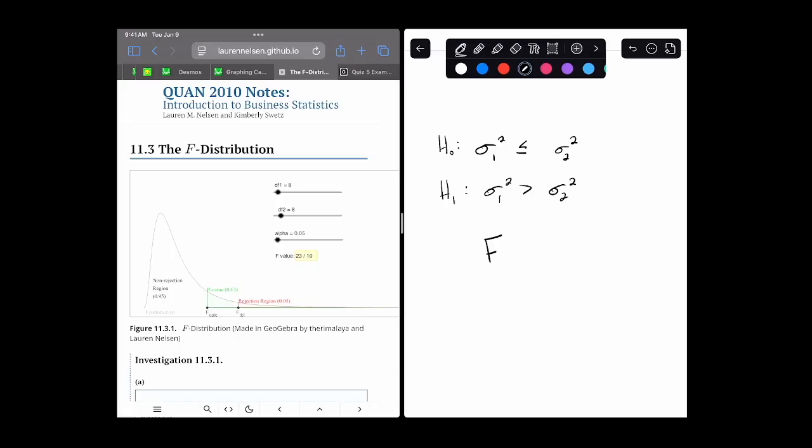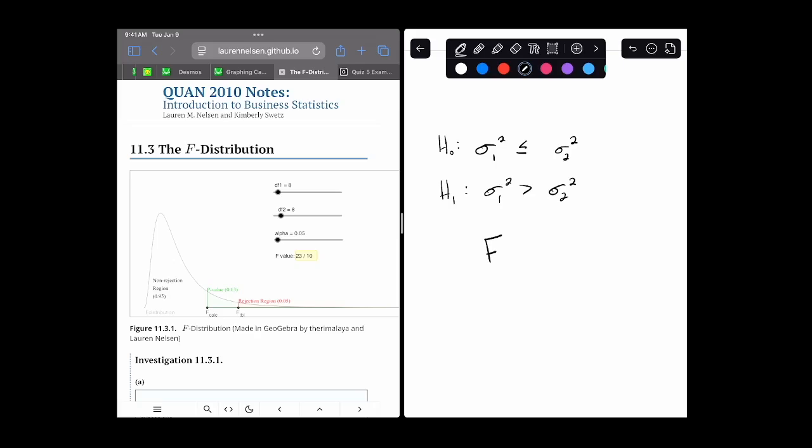So I want to use chi-squared if I'm doing hypothesis testing with a single variance, but when I'm comparing variances from two populations, I'm going to use this F distribution. And on the left here in the notes, you can see that this distribution is also not symmetric. It kind of looks a little bit like the chi-squared distribution.